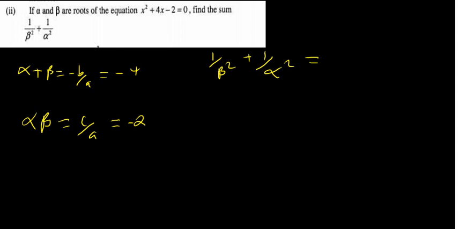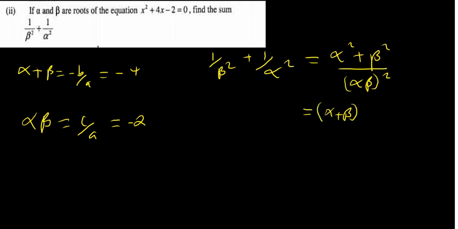Cross multiply, or make this a single fraction. That would be alpha squared plus beta squared divided by, since the alpha and the beta are both squared, alpha beta, and then you square that. So you know alpha squared plus beta squared is the same as alpha plus beta squared minus 2 alpha beta. Okay, and then in the denominator we've got alpha beta squared.